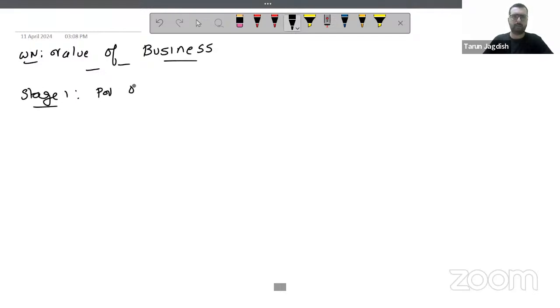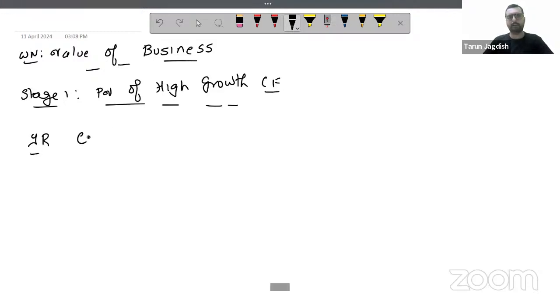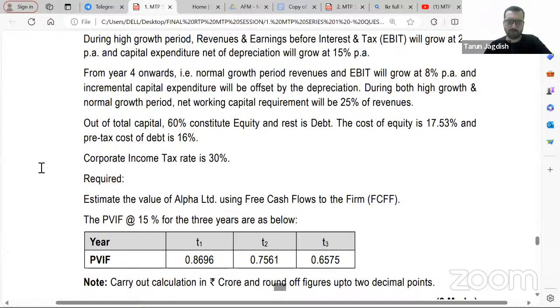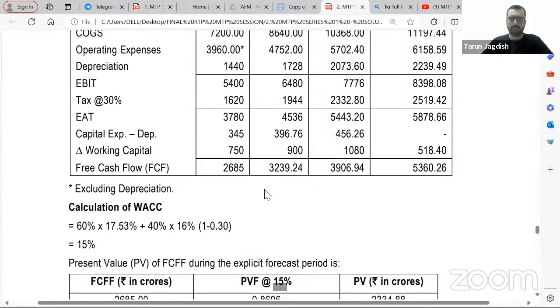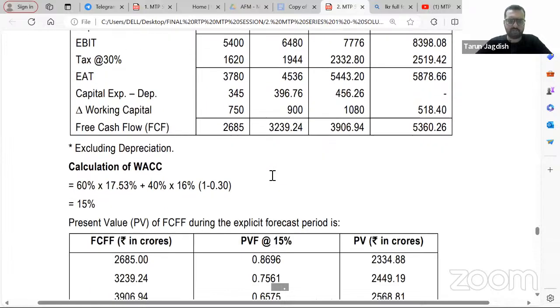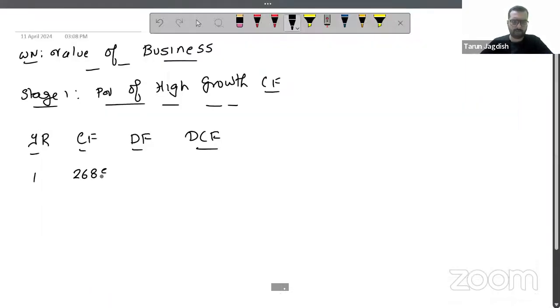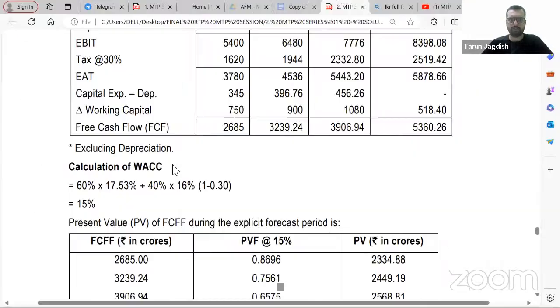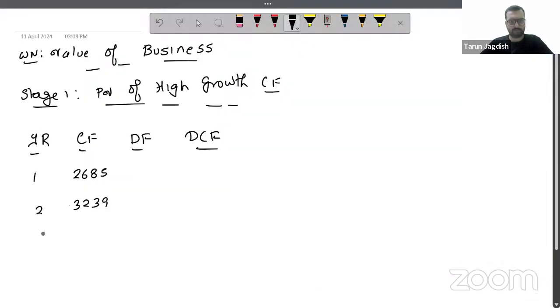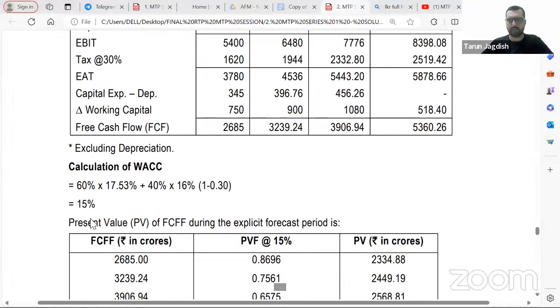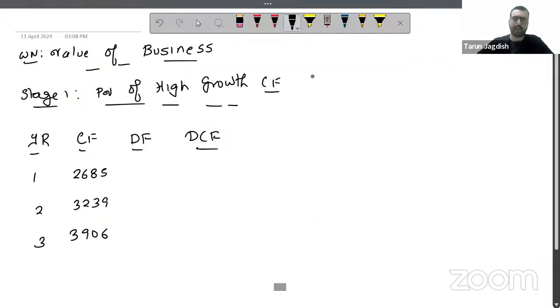Stage 1, present value of high growth cash flows. So how do you do that here? Cash flow, discount factor, discounted cash flow. Now tell me year 1, what is the cash flow that we have got? 2685, right? That is the first year, correct? 2685. Year 2 will be how much? 3239. Year 3 will be how much? 3906. And year 4 will go towards perpetuity.